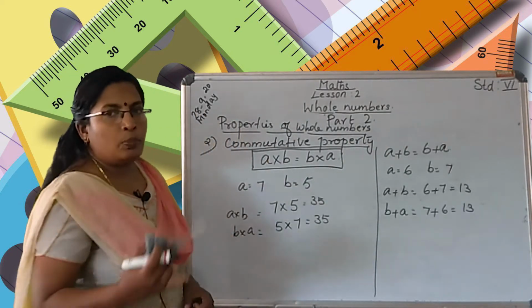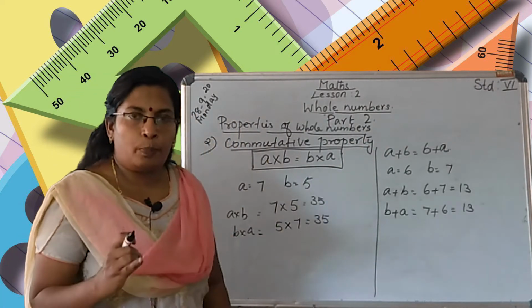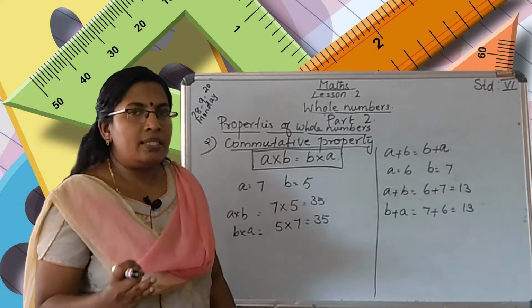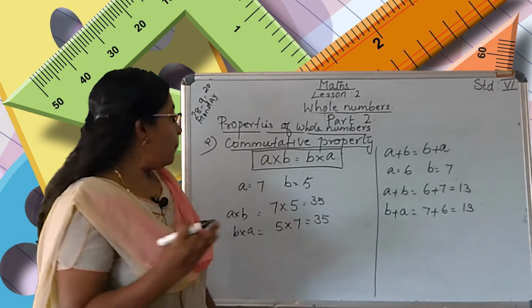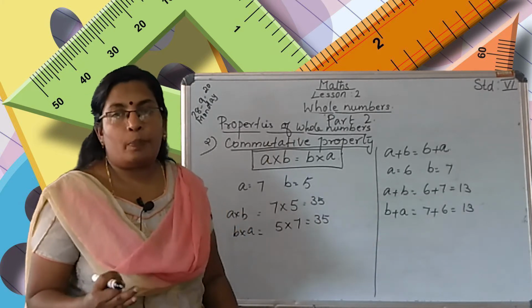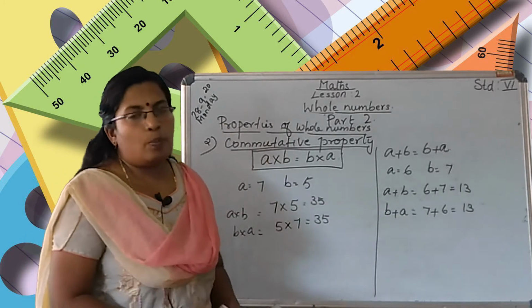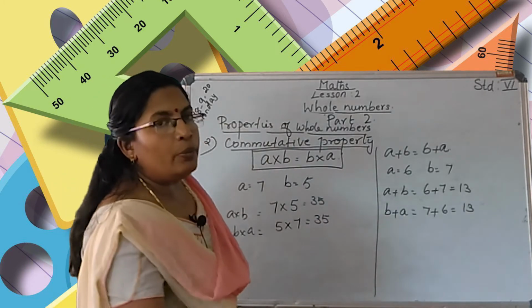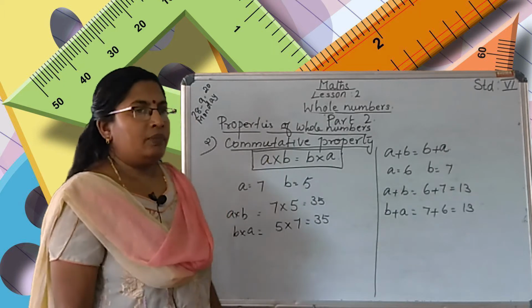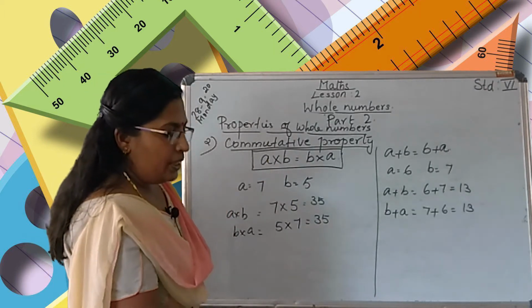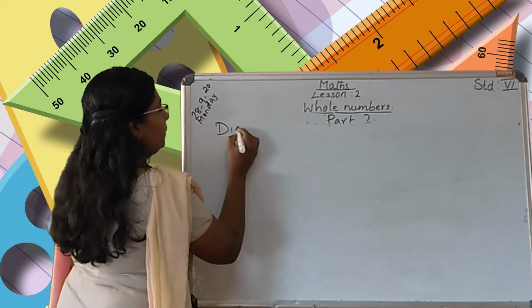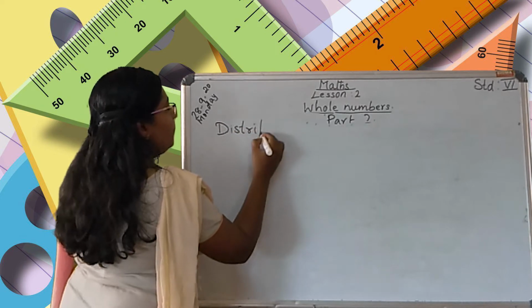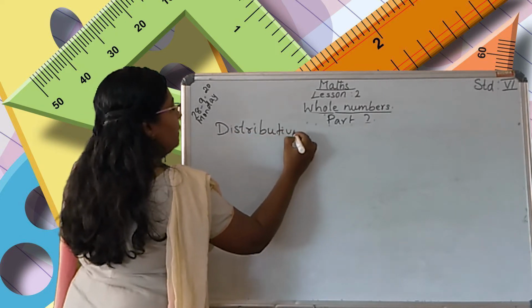So first property is closure property. Second one is which property? Commutative property. Then another property is there, distributivity.